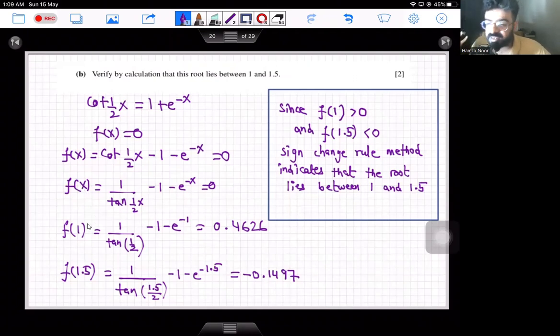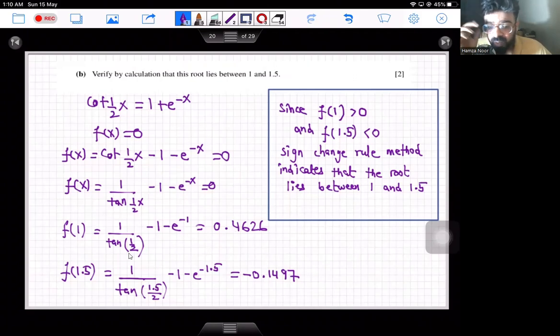In place of x, the input of the function will become 1. So first of all, we need to find the value of f(1). So 1 upon 10 half minus 1 minus e raised to the power minus 1. This is giving us a positive value, which is 0.4626.